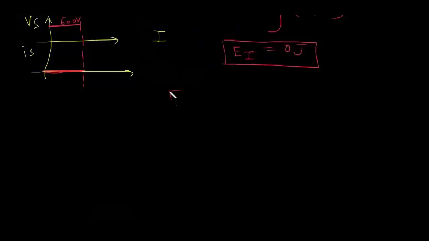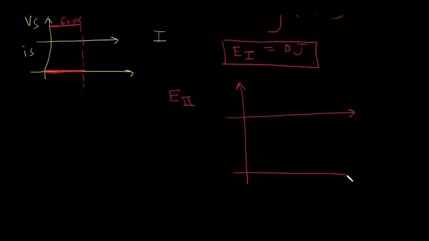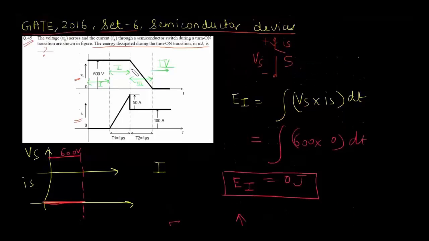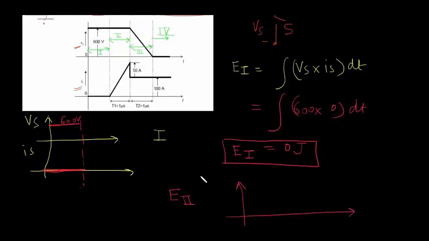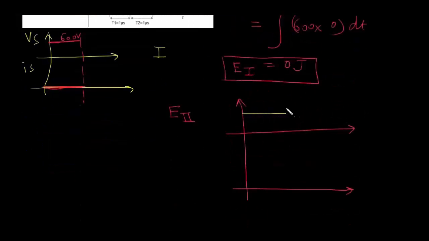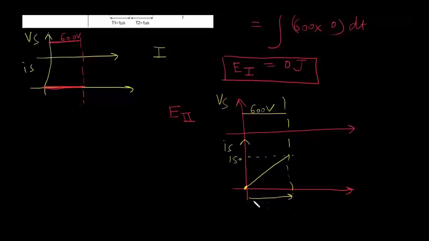Similarly, you can calculate the energy dissipation during interval 2. So during this interval, Vs is still 600 volt and Is starts increasing from 0 amp to 150 amp in 1 microsecond. So this is interval 2. Vs is still 600 volt and Is starts increasing up to 150 amp, and this is 1 microsecond.